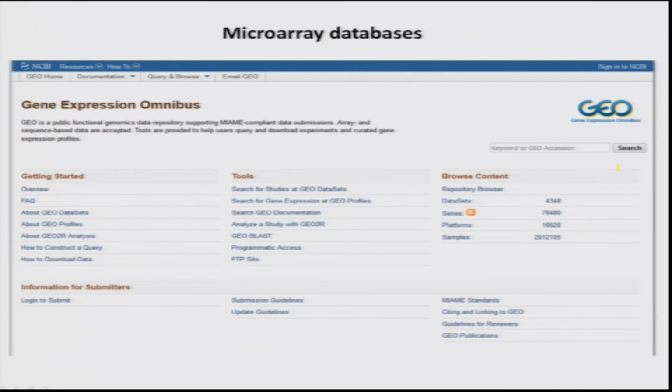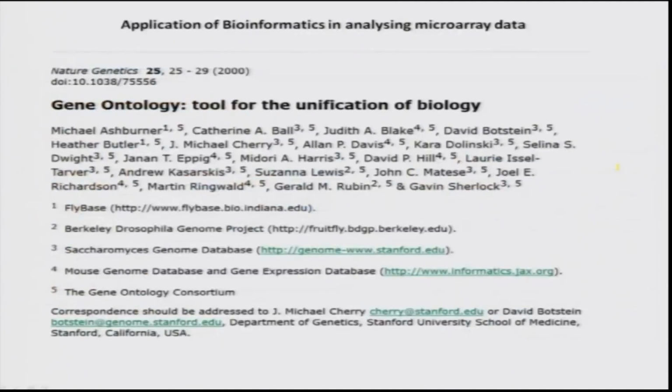What is shown on the screen is one of the databases called GEO, the Gene Expression Omnibus, a database wherein people deposit their expression analysis data, and anybody can use it. That led to a new branch of bioinformatics called gene ontology.